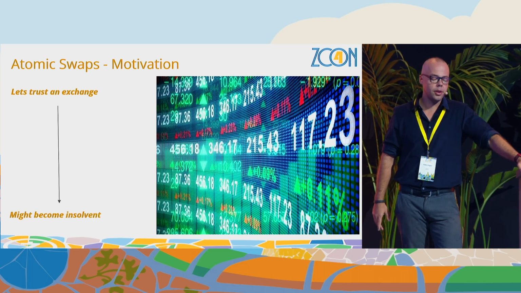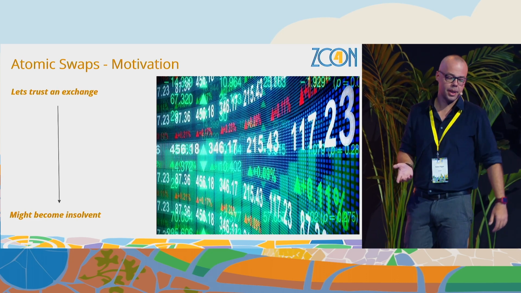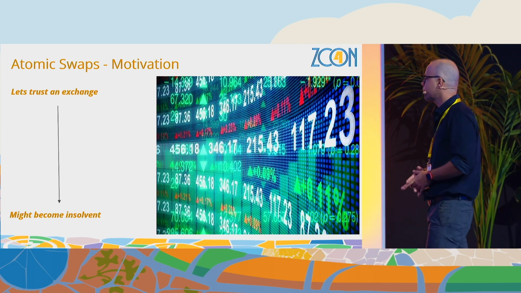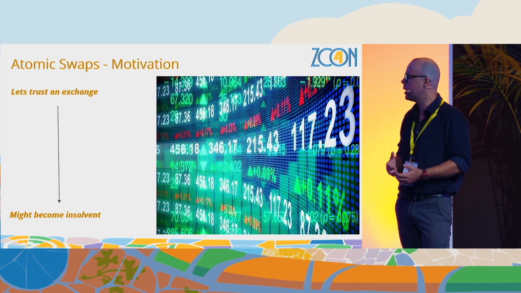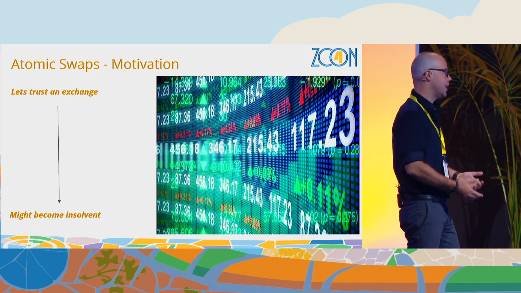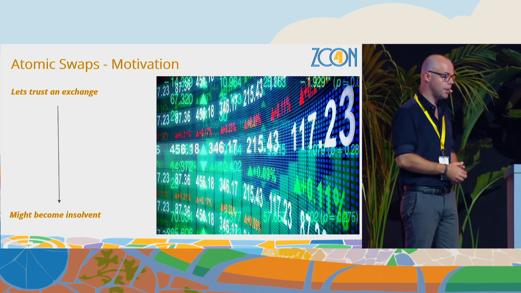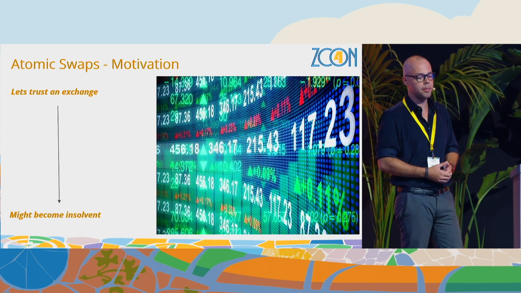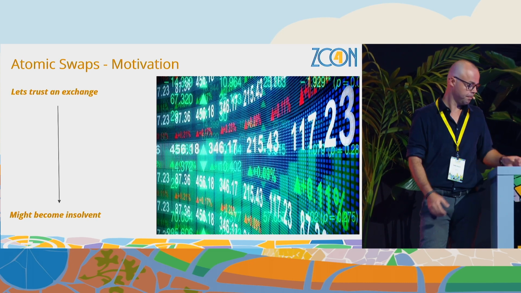This is not necessarily because I'm a bad actor. The exchange might become insolvent, or even a software bug, a security bug, might move these assets in the wrong direction. Due to the nature of the blockchain, transactions are irreversible. We need a better mechanism to allow more secure trading.